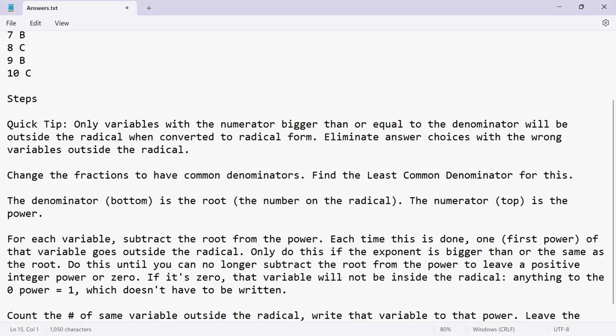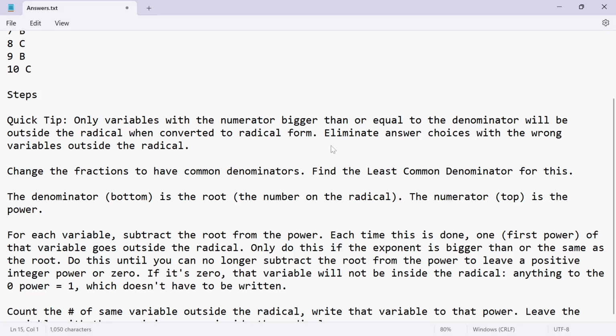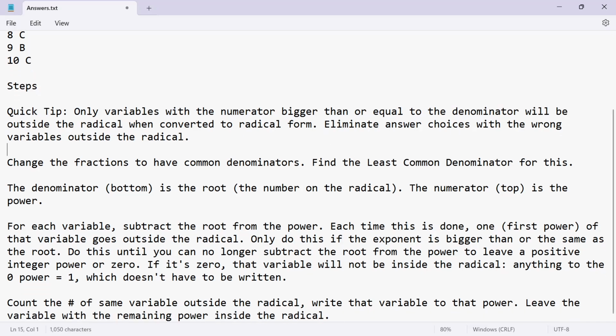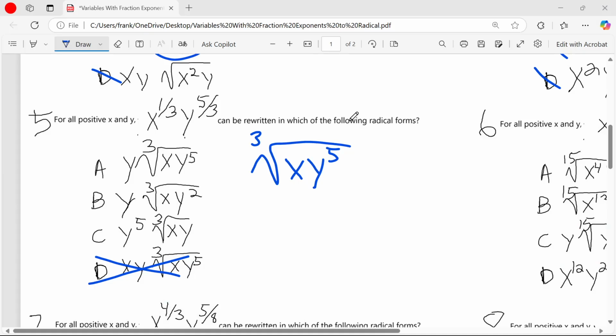Now, the rest of these steps. For each variable, subtract the root from the power. Each time this is done, 1, first power of that variable, goes outside the radical. Only do this if the exponent is bigger or the same as the root. Do this until you can no longer subtract the root from the power to leave a positive integer power or 0. If it's 0, that variable will not be inside the radical because anything to the 0 power equals 1. And then count the number of the same variable outside the radical. Write that variable to that power. Leave the variable with the remaining power inside the radical.